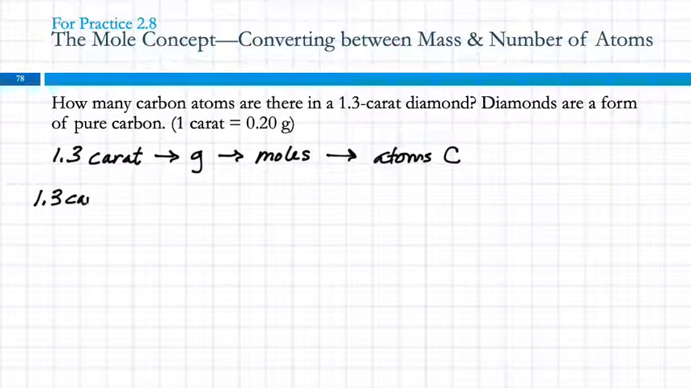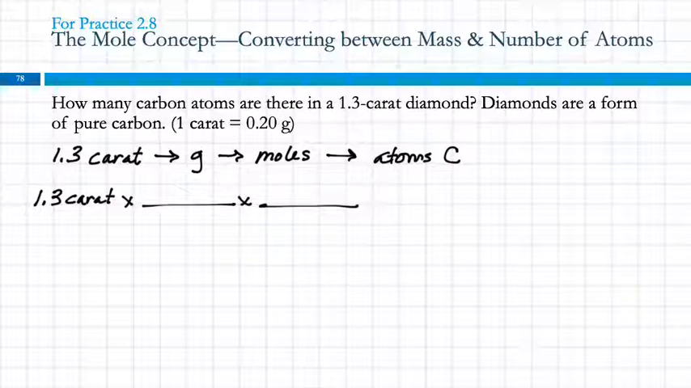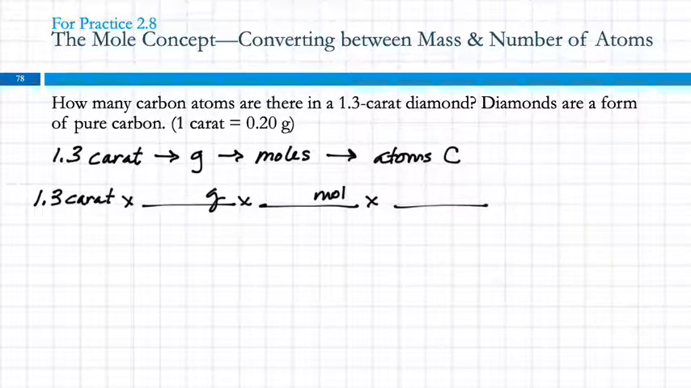1.3 carats. I see 3 arrows. So I'm going to have 3 fractions. Carat, gram, moles, atoms.